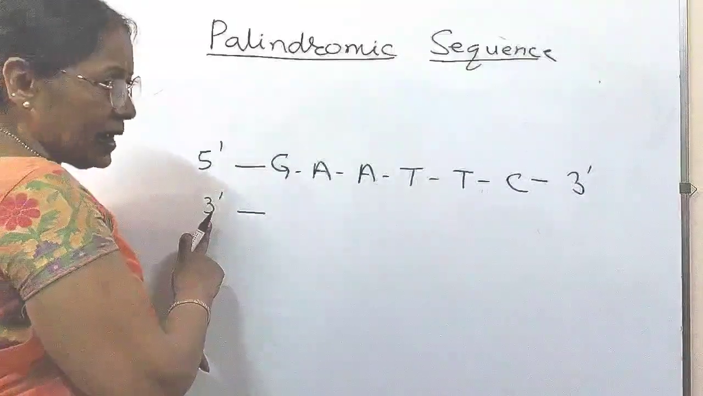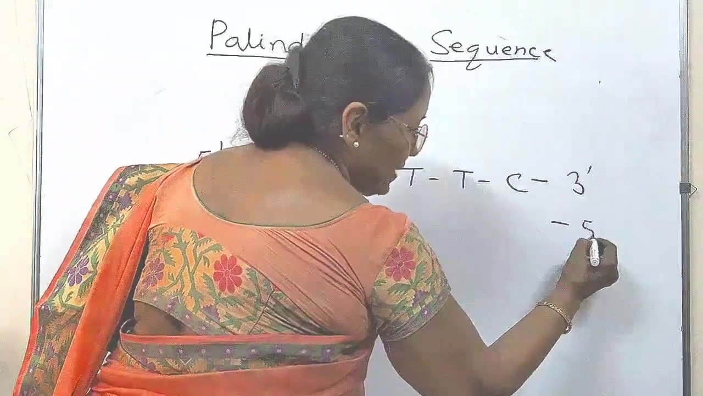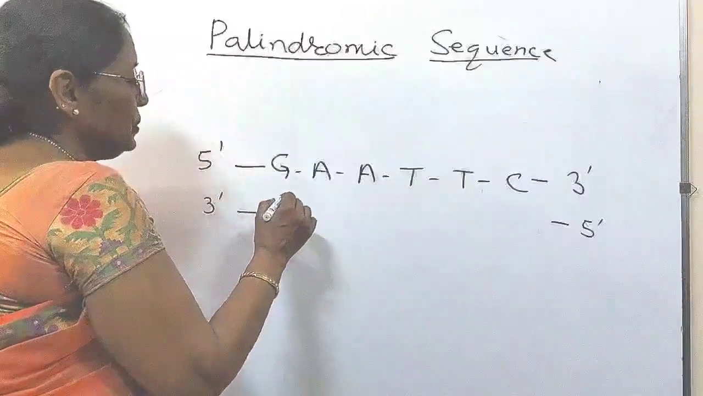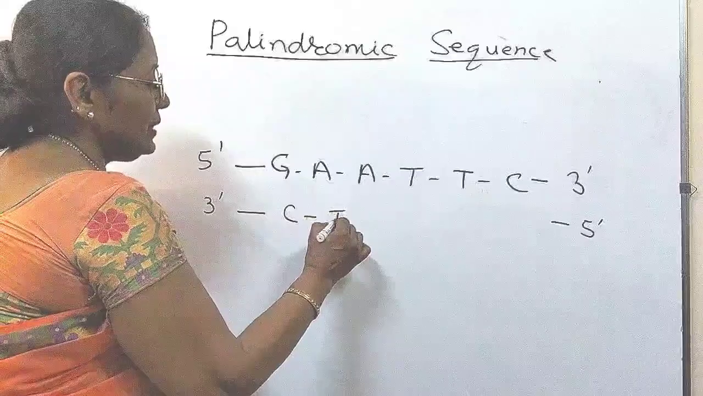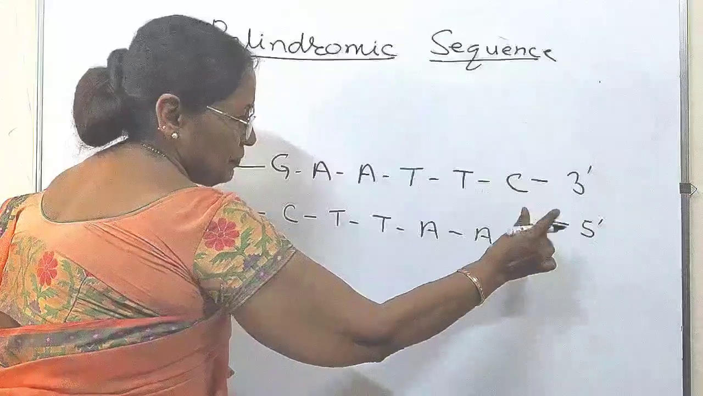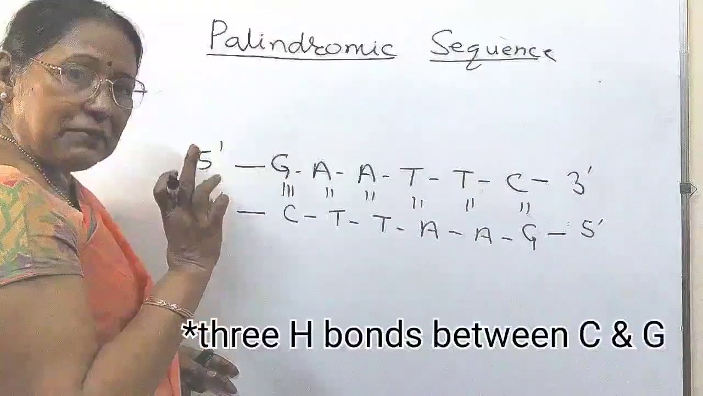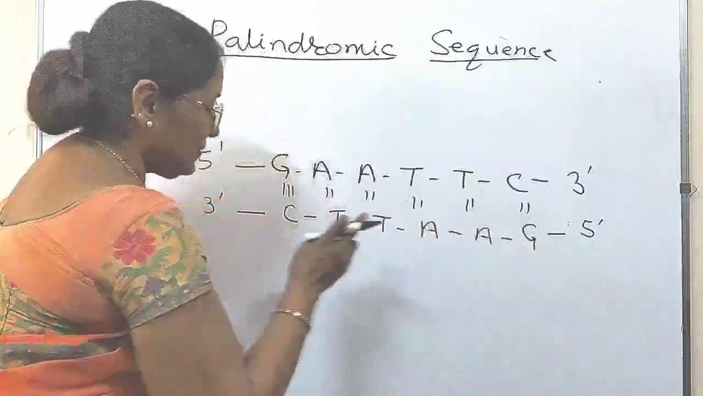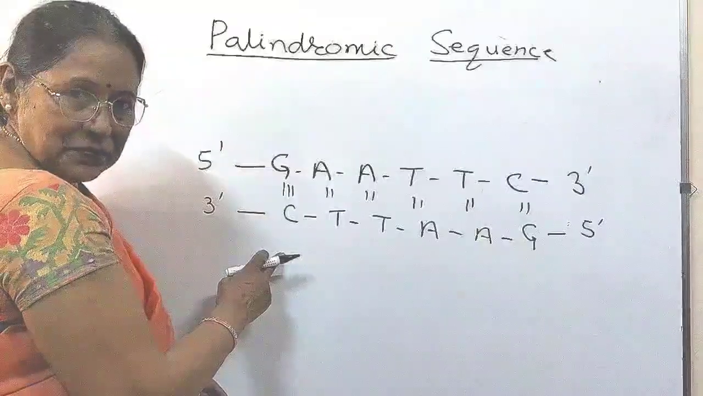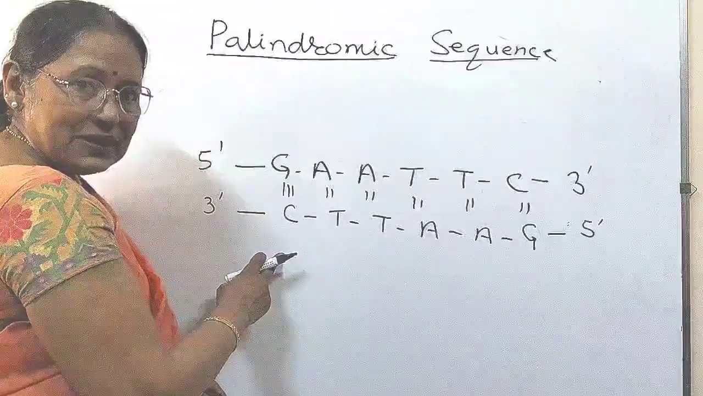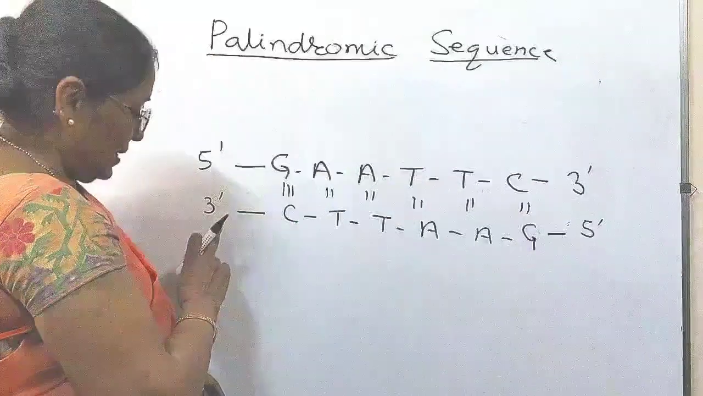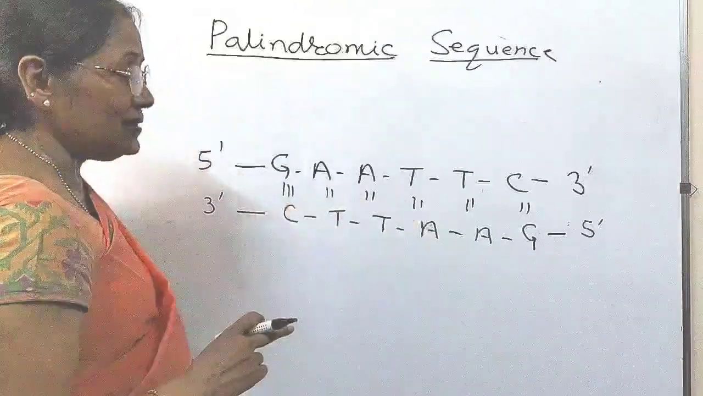So here I have written 3'. This side I am writing 5'. And the nitrogen bases are complementary. So this is C, this will be T, T, A, A and G. This strand also, you have to keep the polarity same. This side it is 5', this side it is 3': G-A-A-T-T-C. So that's a palindrome. That's a palindromic sequence. So even if you read from 3' to 5', here also you read from 3' to 5', then it is the same.